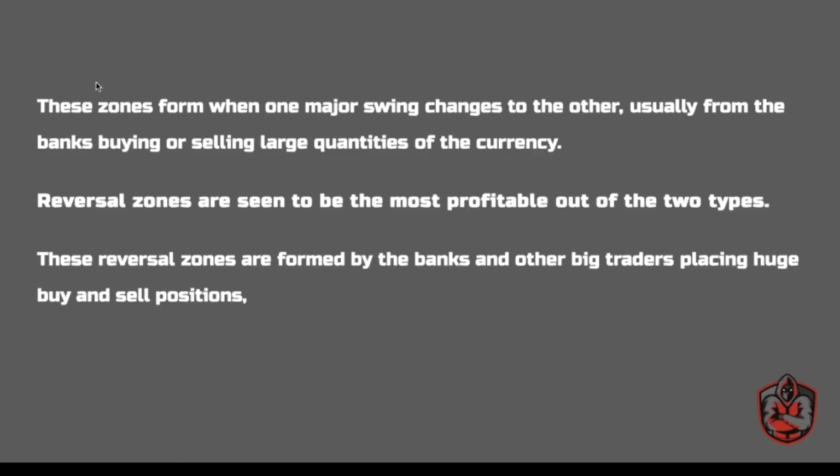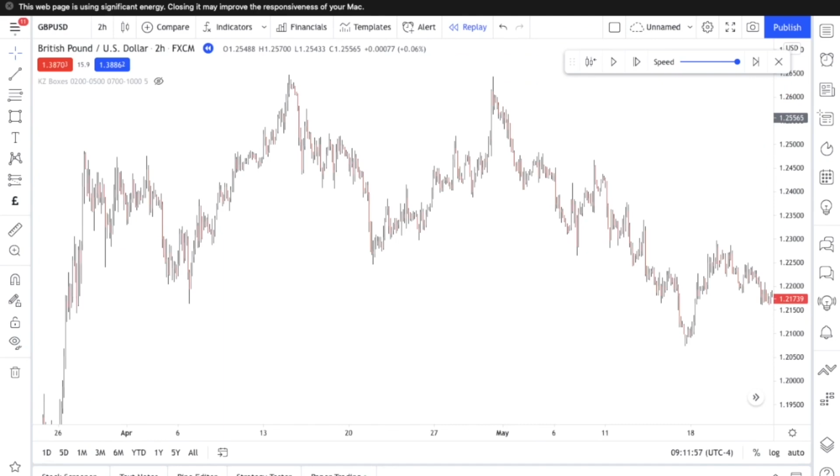Now, these zones form when one major swing changes to the other. I don't know why it says usually, but it is formed when banks are buying or selling large quantities of the currency. Now, one thing I want to point out is that reversal zones are seen to be the most profitable out of these two types. Now, I'm going to quickly show you guys an example before continuing over to the next lesson.